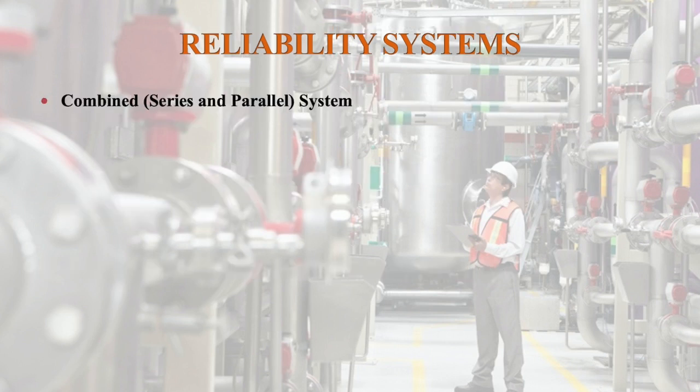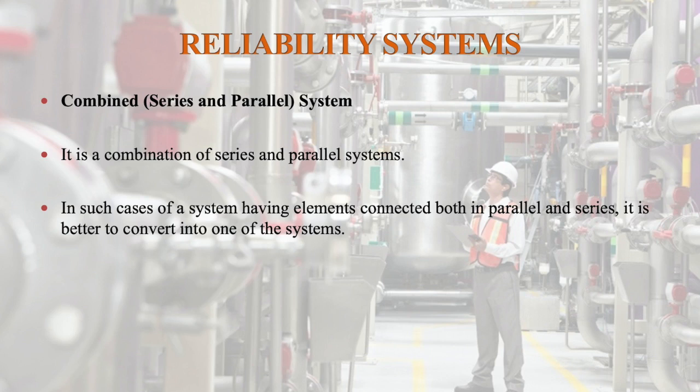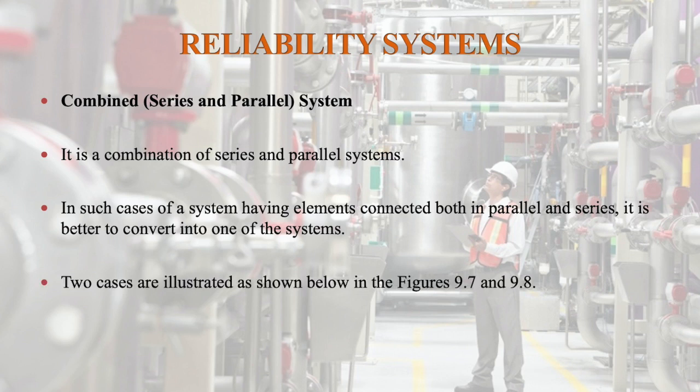Now we have learned about the series system and parallel system. Now we are coming to the combined system, series and parallel. It is a combination of series and parallel systems. In such cases of a system having elements connected both in parallel and series, it is better to convert into one of the systems. So two cases are illustrated as shown below in figures 9.7 and 9.8. Students, you have to see the units also for the figures. Here also some figures are given, but not all figures. So please see the units also.